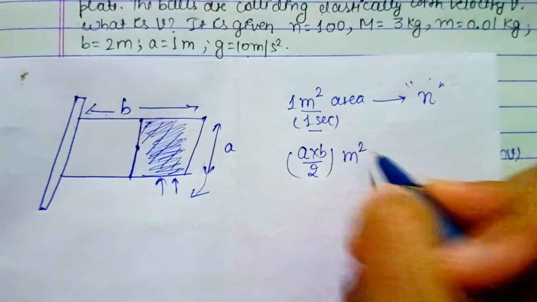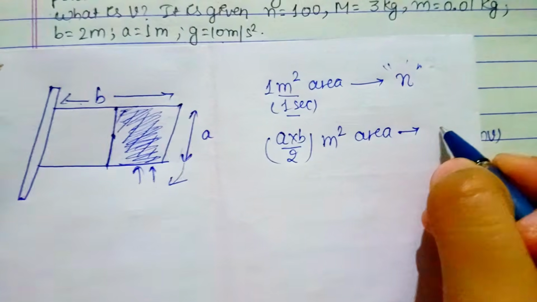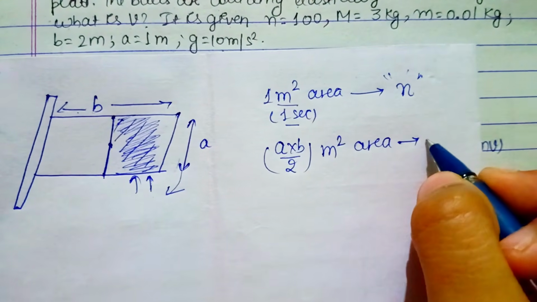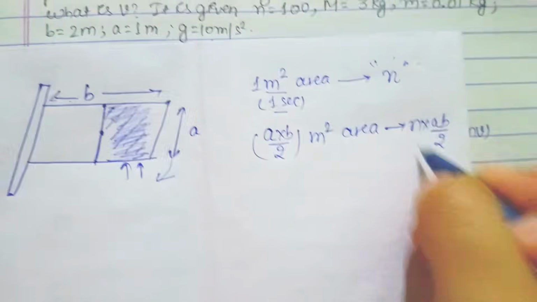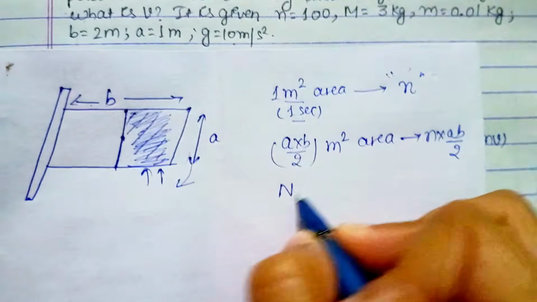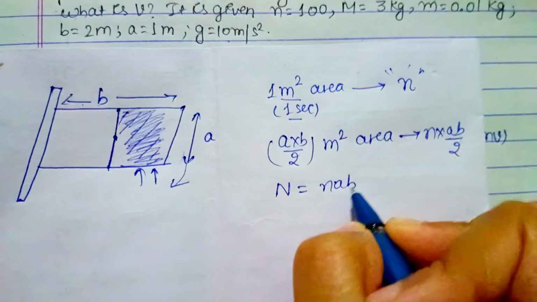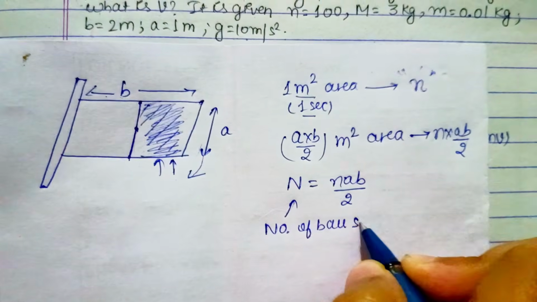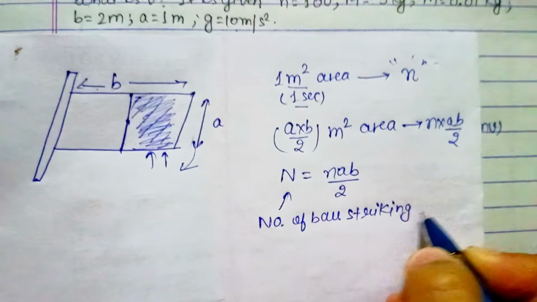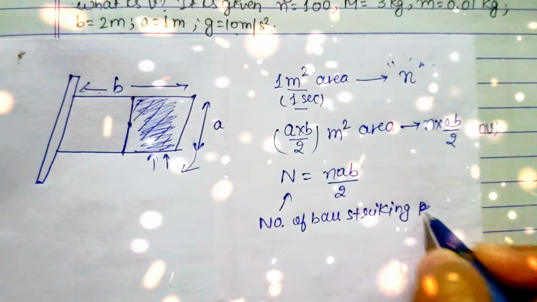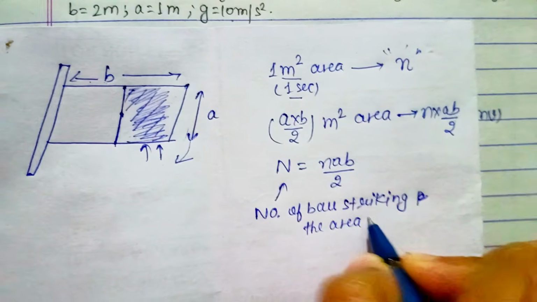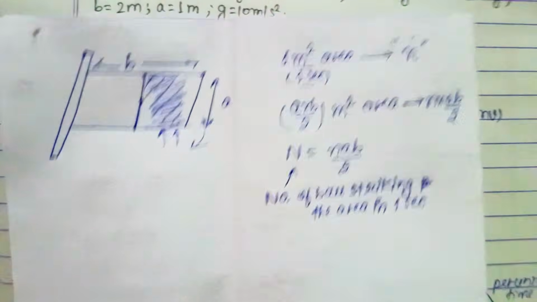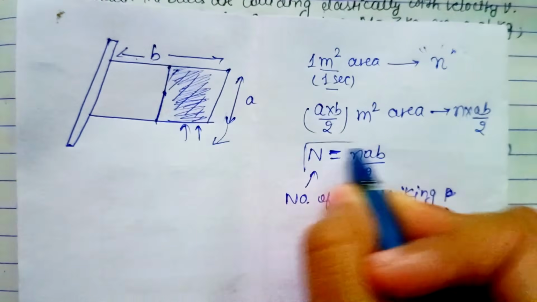So in this area, what will be the number of balls which will collide in 1 second? That will be n into ab by 2. This is a simple unitary method. So the total number of balls colliding will become nab by 2. This is the number of balls striking the area in 1 second, and call this capital N.